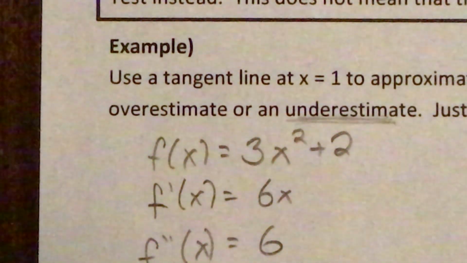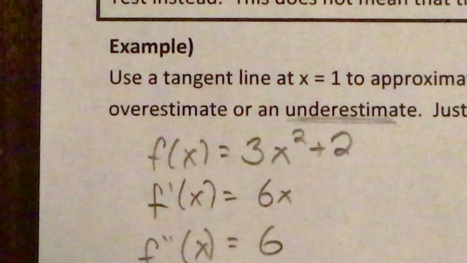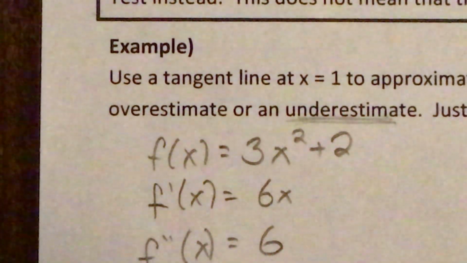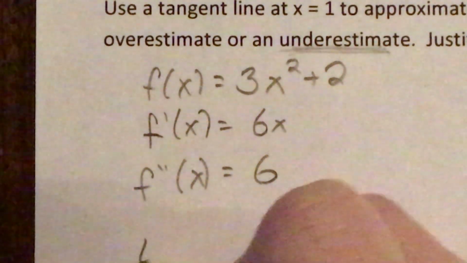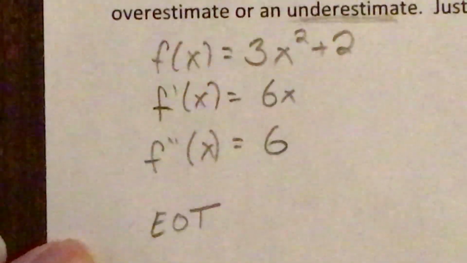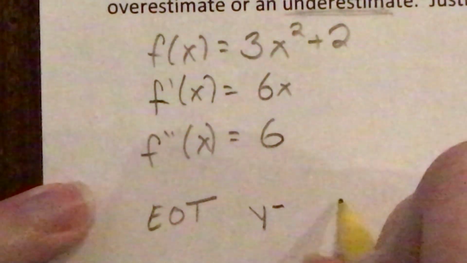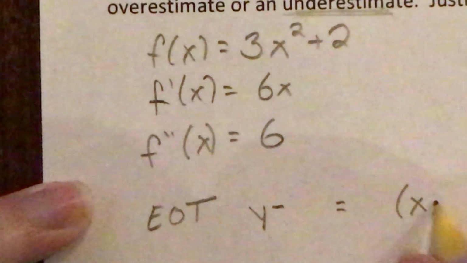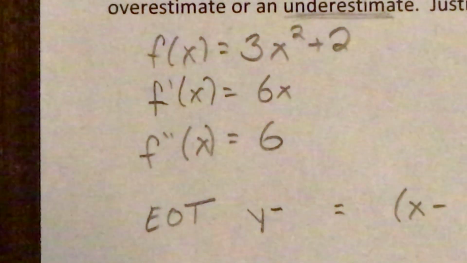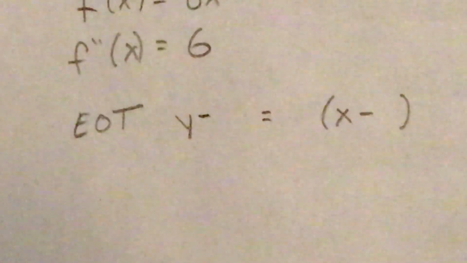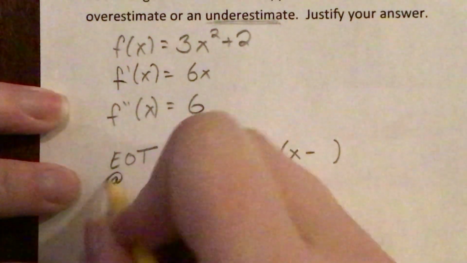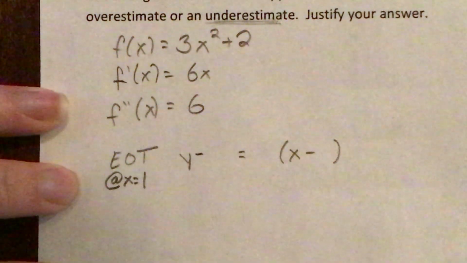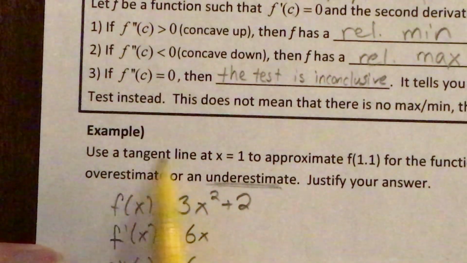What are things that we know? We know we can find the equation for that tangent line. How do you find an equation of a tangent line? Well, it's like y minus something equals something times x minus something. We want to find the equation of the tangent line at x equals 1, because it says use the tangent line at x equals 1. That's what we're going to do.